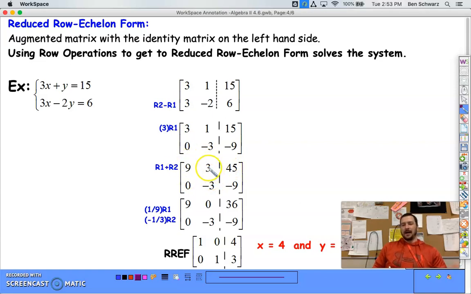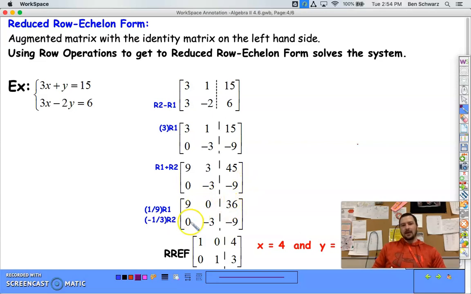And on the Delta assignment, again, it said it only lets you add. So you want one negative and one positive, right? Because when you add them, they make 0. So here, I want to get the 0 here. So I take this row, and I'm going to add row 2 to it. So 9 plus 0 is 9. 3 plus negative 3 is 0. 45 plus negative 9 is 36.